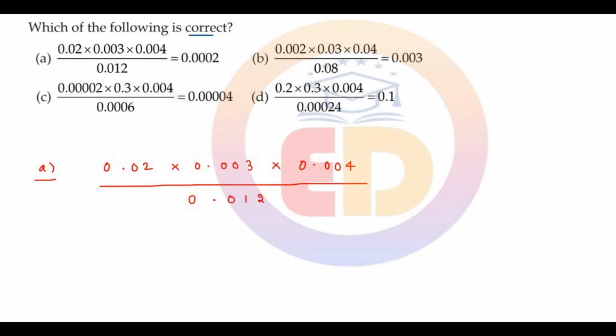First step of solving this question is count the decimal places in the numerator. 0.02 has 2 decimal places. 0.003 has 3 decimal places. 0.004 has 3 decimal places. So in the numerator there is a total of 2 plus 3 is 5, 5 plus 3 is 8 decimal places in the numerator, and in the denominator I have 3 decimal places.